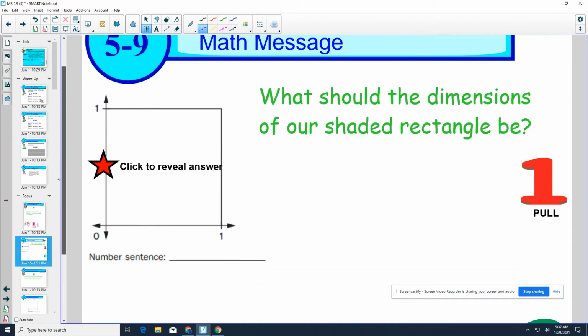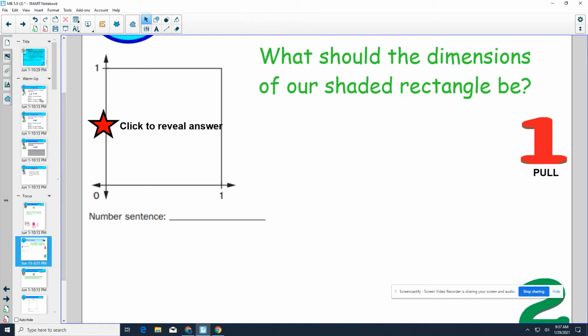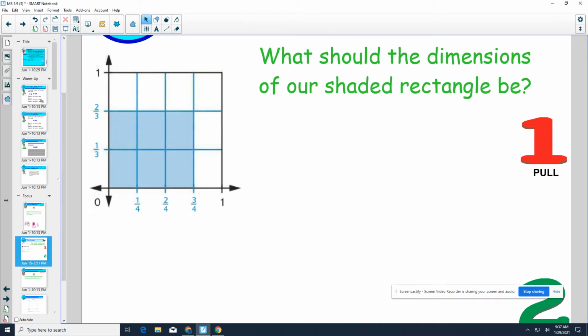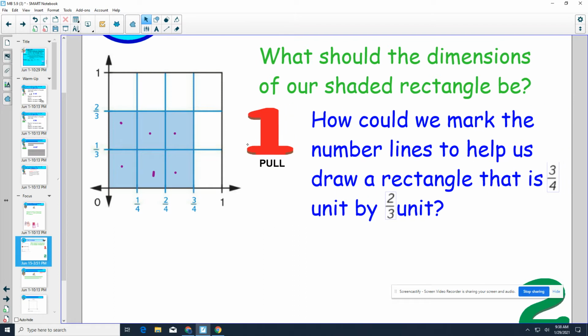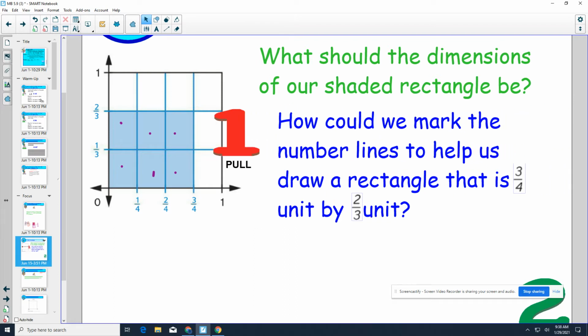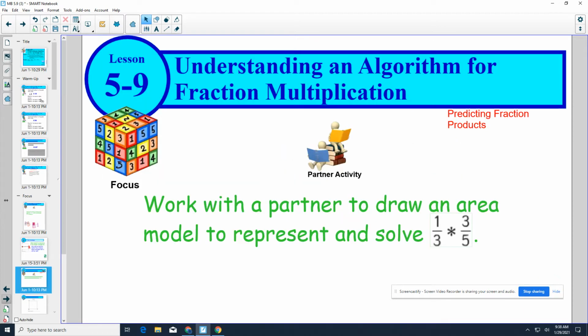So let's look at it here. Okay, so here's a cleaner example of that. So it should look something like that. Again, mine looked a little bit different, but it still covered the same amount: 1, 2, 3, 4, 5, 6 twelfths. So how would you mark the number line to help us draw a rectangle as 3/4 by 2/3? So you can see here you do thirds, and then you would do fourths.